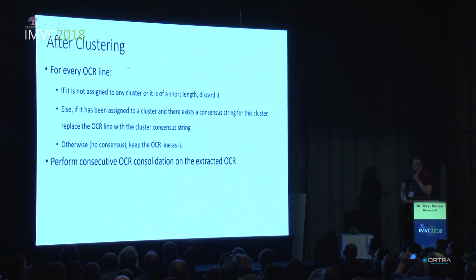Now, after clustering, if a line is not assigned to any cluster, because there is a minimum condition for a cluster, or if it is of very short length, we discard it. Else, we replace it with its consensus string coming from the cluster. And otherwise, if there is no consensus, we just keep the OCR line as is.